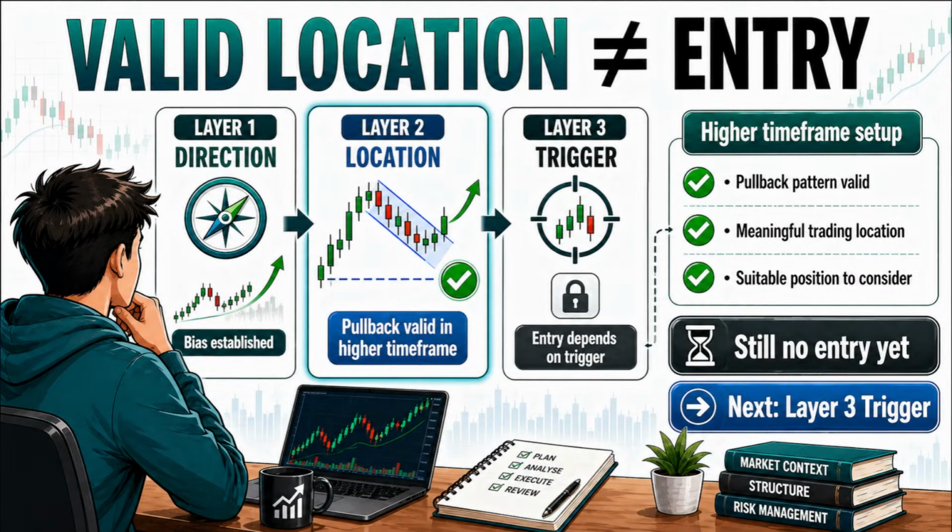If the higher timeframe strategy defines this pullback as a valid pattern, the market can now be considered to be in a meaningful trading location. Notice something important. We still have not entered the trade. The higher timeframe structure simply tells us that the market may now be in a suitable position to consider a trade idea. The actual entry will still depend on the third layer of the framework, which is the trigger.